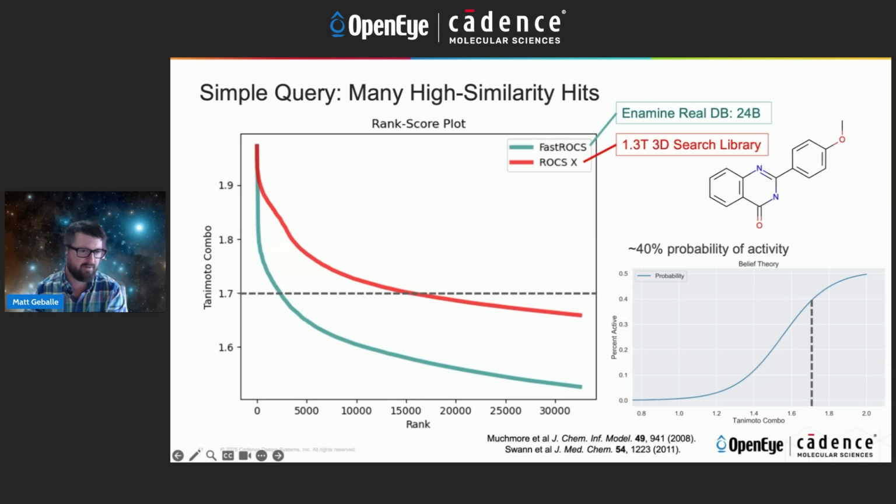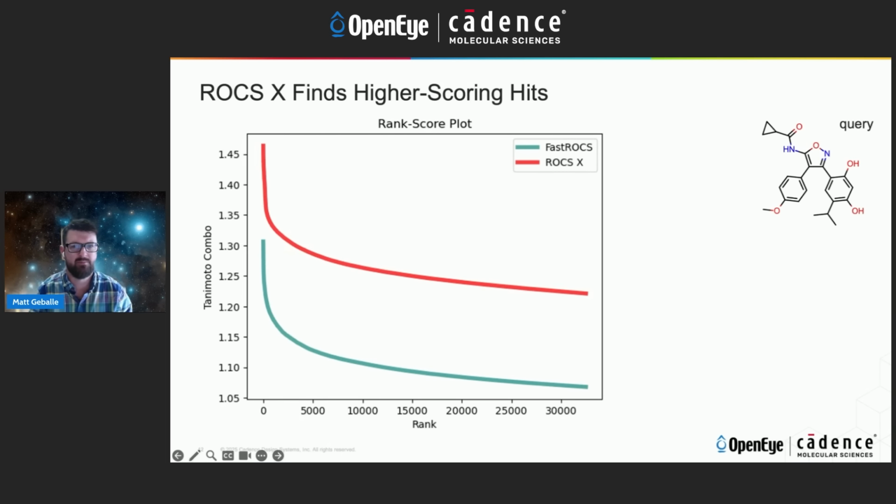that corresponds to about a 40% probability that the molecule you find has the same biological activity as the query. We can quantify the benefit of this higher scoring hit list: with the ROCS X hit list, you've got about 15,000 molecules that have a 40% or better probability of being as active as your query. Whereas in the FastROCS hit list of enumerated REAL, you've got about 2,000 or 3,000 molecules that have a 40% probability or higher of similar activity to your query. This is a very small and simple query. We move on to something a bit more complicated, like this molecule here.